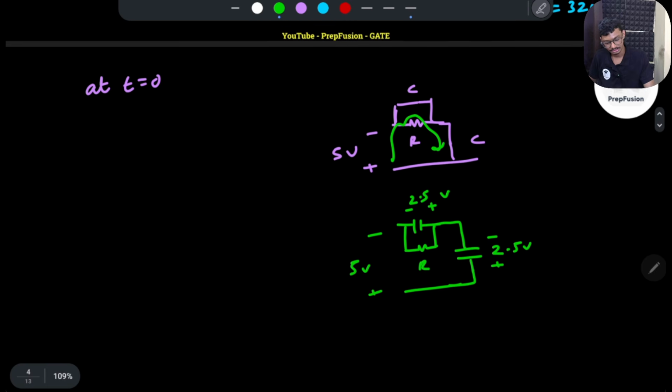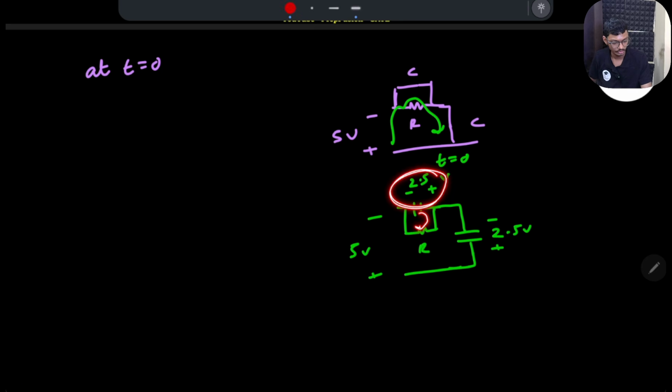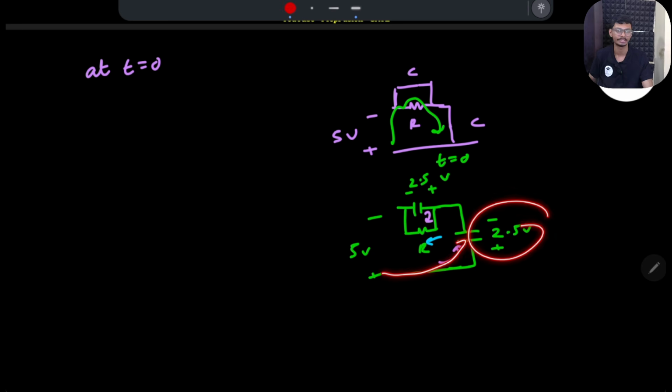After this, at t equal to 0, I see that this particular resistor will draw some current because across it I have 2.5 volts. So it will draw some current, due to which this capacitor will discharge through this resistor, and this capacitor will charge further, because the current will flow in this direction. From this capacitor the current is going out from the positive terminal, but for this capacitor the current is incoming to the positive terminal.